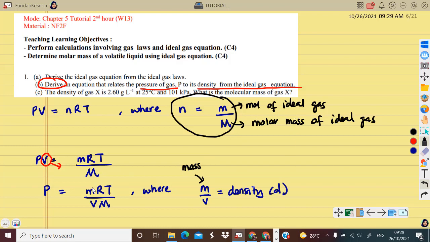Jadinya sekarang ini disebabkan ini adalah sama dengan density, makanya kalau saya gantikan terus. Therefore, saya buat kat sebelah sini je lah. Therefore, I will get pressure is equals to dRT over molar mass. So saya dah dapat satu relationship. Jadi formula ini tak perlu hafal pun. You boleh derive sendiri. Okay. So settle with question 1A and 1B.